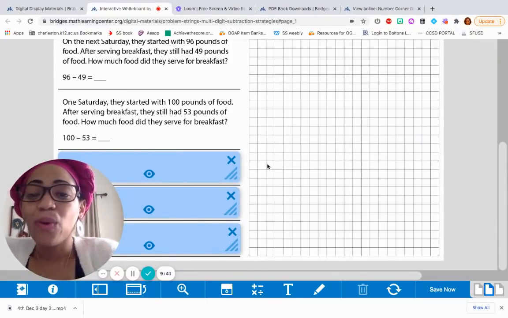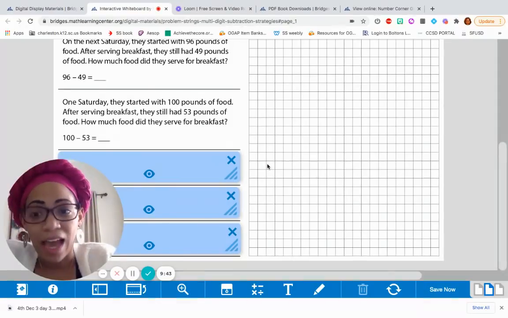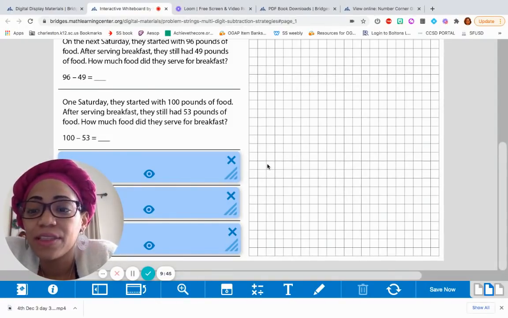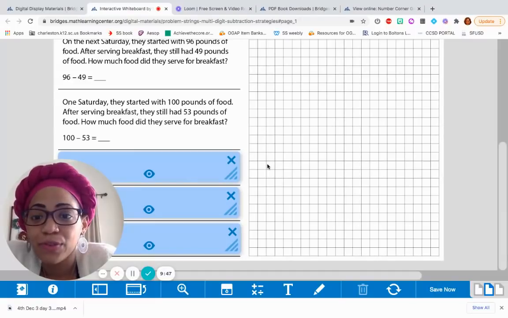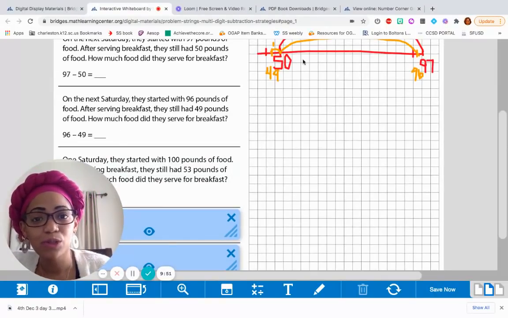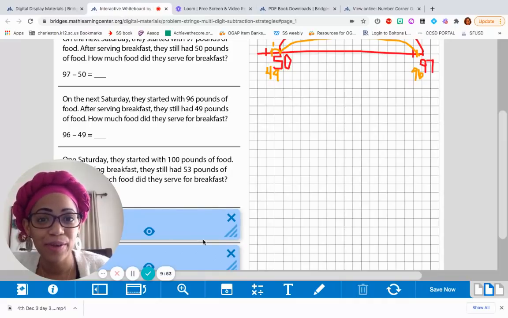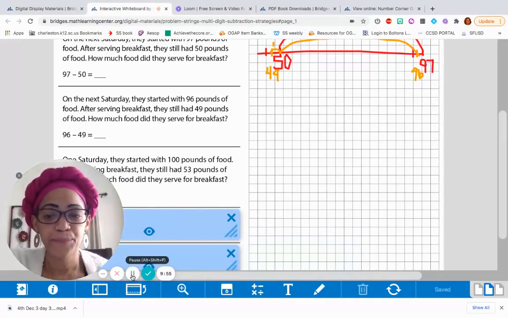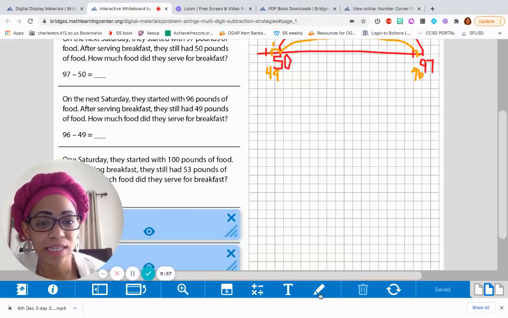Saturday, they started with 100 pounds of food. After serving breakfast, they still had 53 pounds of food. How much food did they serve for breakfast? Work it out. See if you can use what we already know to figure it out. Okay, are you seeing the connection?